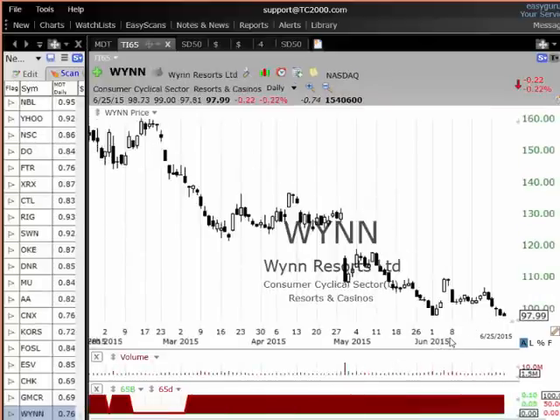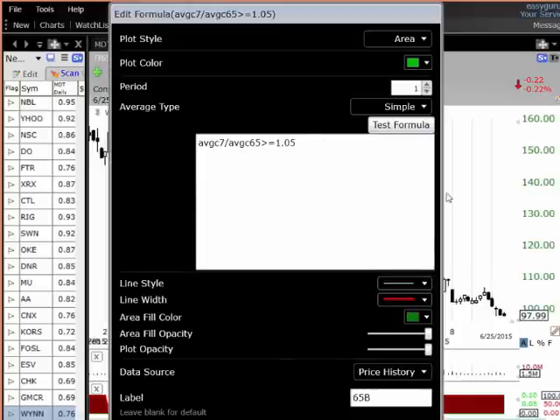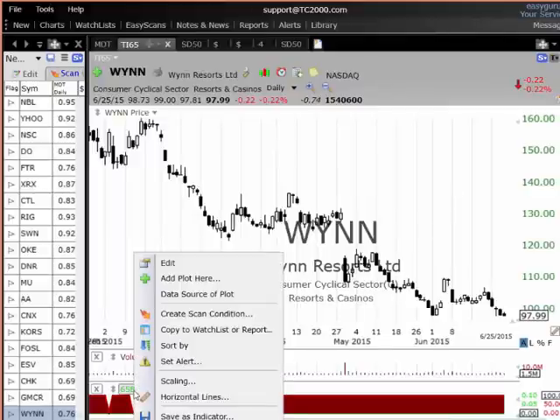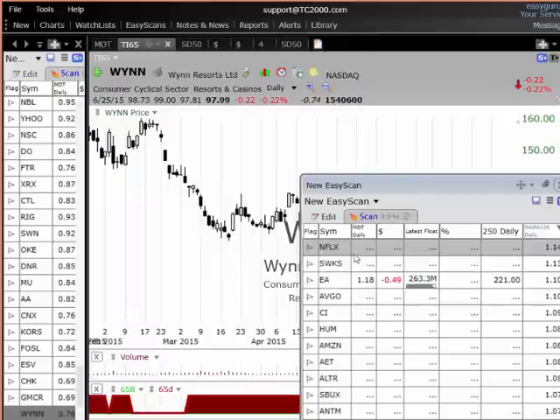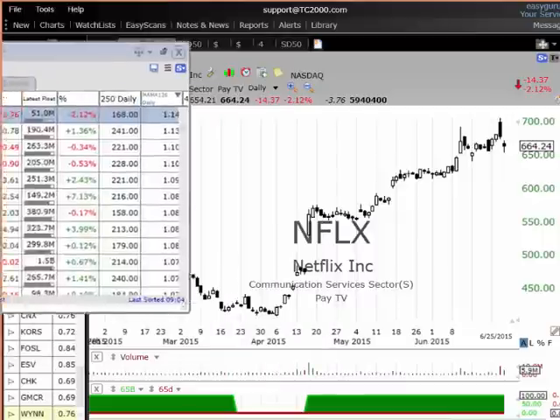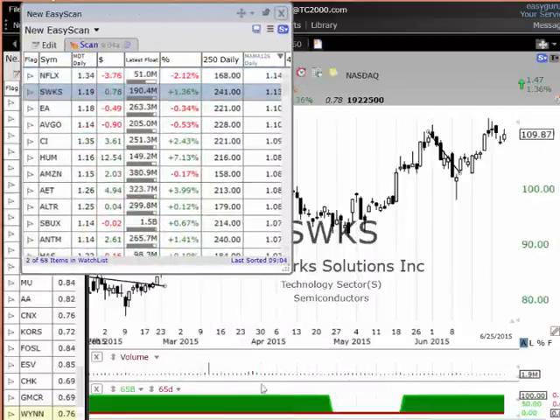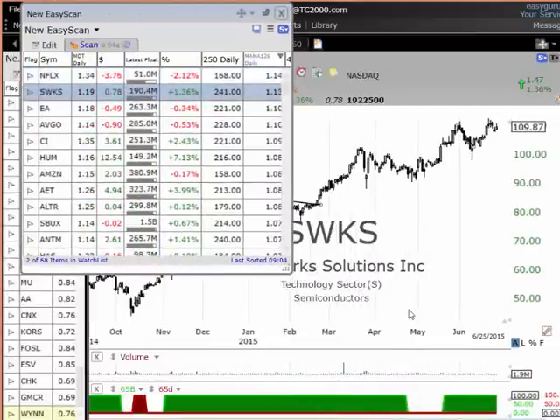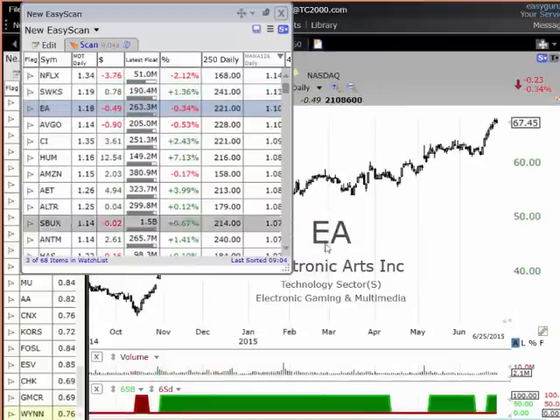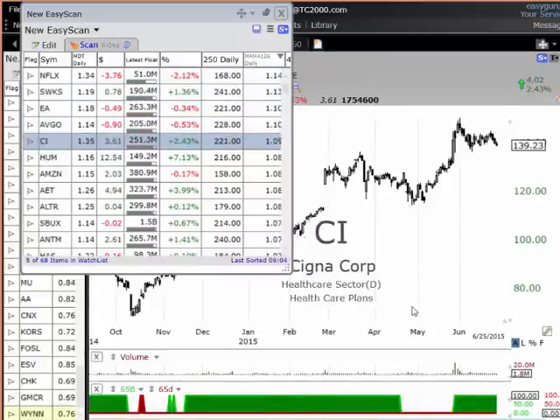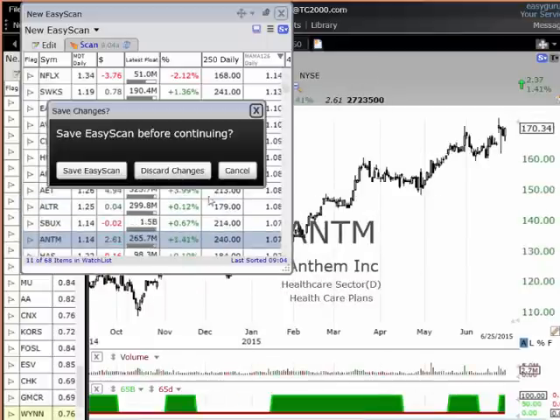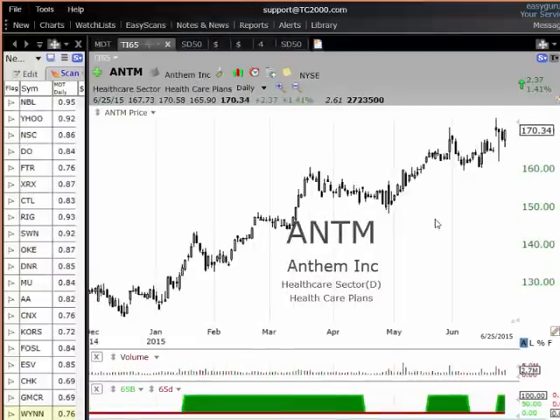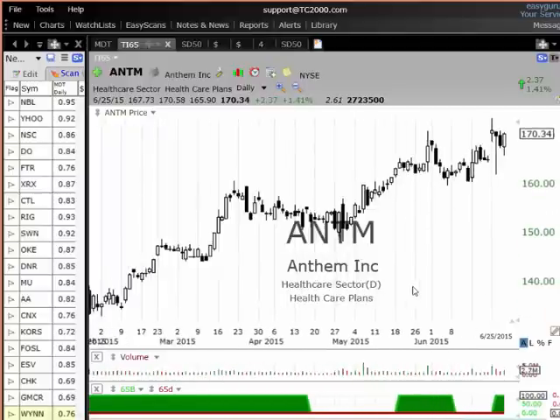So if you're looking for weak stocks or strong stocks, similarly you can use the other side of this scan to look for very strong stocks. If you create a scan condition and scan in a new window, you will find stocks which are very strong, like your Netflix, which has been strong for some time. Recently it has a weakness. Or say look at Skyworks Solutions, which has been very strong for a long period of time. Or you have Electronic Arts or Avago, Cigna. But today's video was about weakness, and I'll make more videos like this which will show you many ways to find strong or weak stocks using momentum.